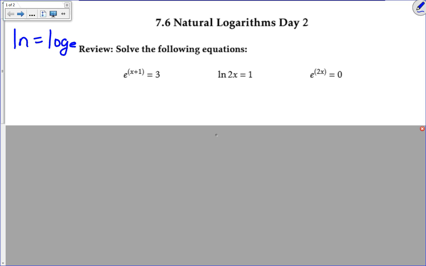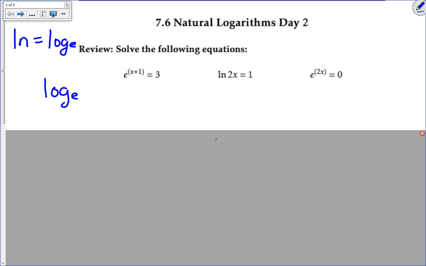So let's look at these three here. What form is this one in? Exponential, right? This is an exponential form. And every exponential, we can turn it into log form, right? So how would we rewrite this one? What is our base? Base is e, right? So it's going to be a log base e.